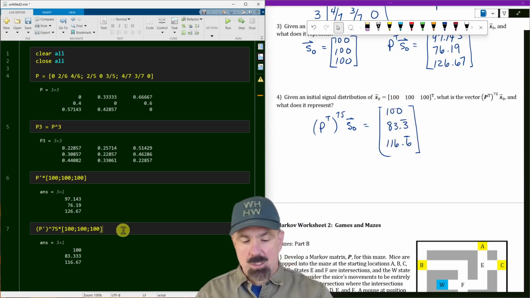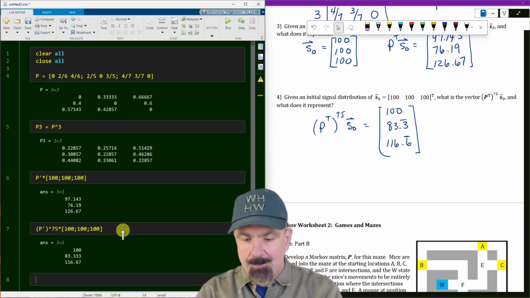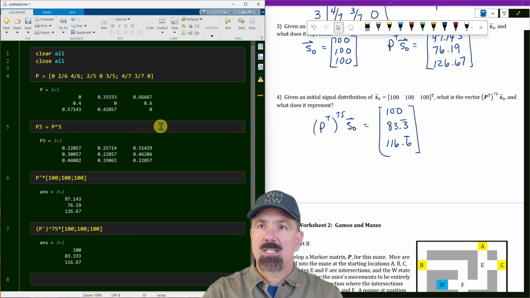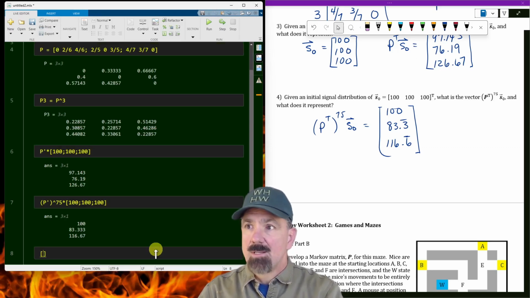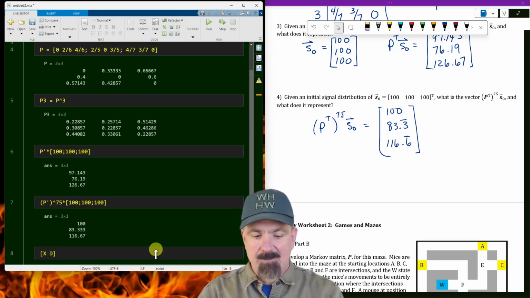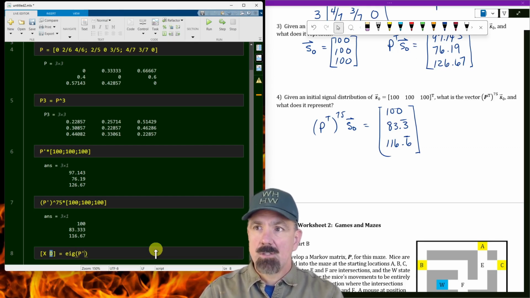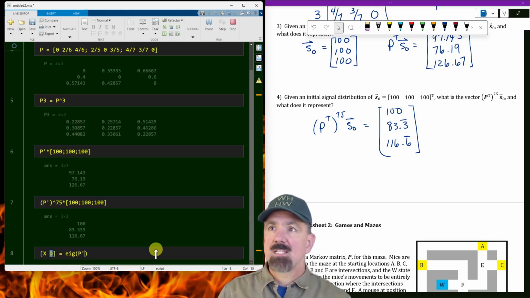One more thing to just show you. So let me pull this up a little bit, make it a little easier to see. What I'm going to do is find the eigenvectors and eigenvalues for P transpose. So let me do an eig of P transpose, and we'll run this.